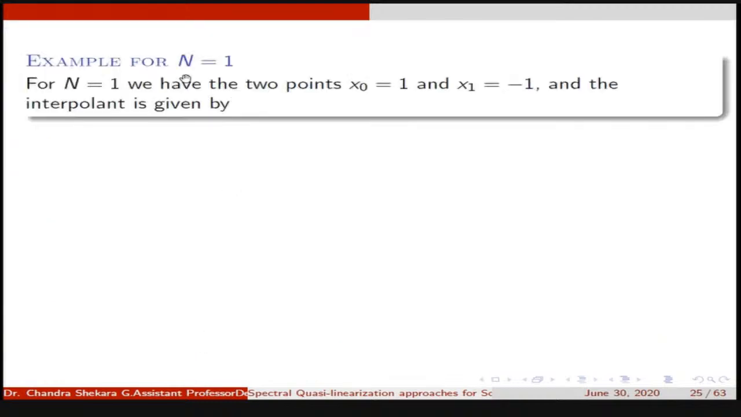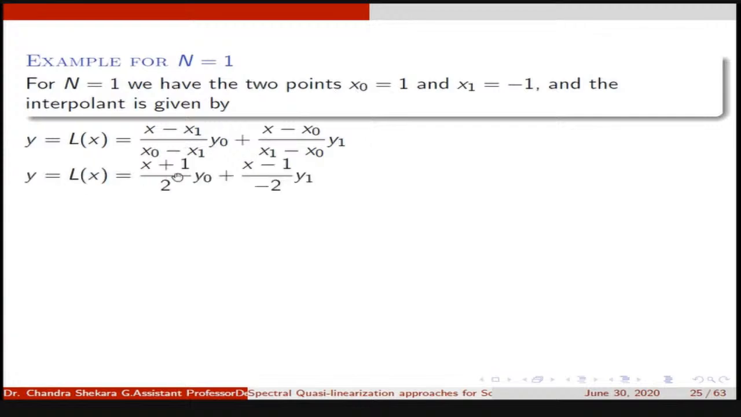First example, let us consider n is equal to 1. If n is equal to 1, then the interval minus 1 to 1 will have only one subinterval. Therefore, we will have the endpoints as points: x0 is 1, x1 is minus 1. Then if we interpolate this using Lagrange's polynomial, we get the Lagrange polynomial like this. Here x1 is minus 1, x0 is 1. Substituting here, we get the Lagrange polynomial: (x plus 1)/2 into y0 plus (x minus 1)/(minus 2) into y1.